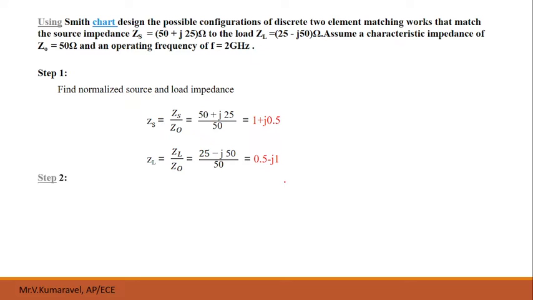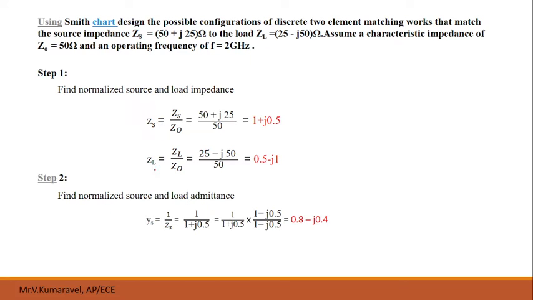Next step, step 2. We need to find normalized source and load admittance. So we have impedance, and the inverse of impedance will give an admittance. Therefore, small ys equal to 1 divided by zs, therefore 1 divided by 1 plus J 0.5. Now we can take the complex conjugate and multiply it with numerator and denominator. Therefore, 1 by 1 plus J 0.5 multiplied by 1 minus J 0.5 divided by 1 minus J 0.5. Therefore, source admittance will be 0.8 minus J 0.4.